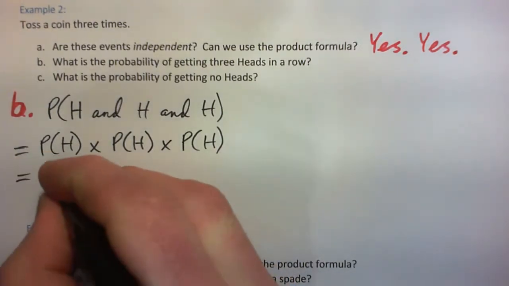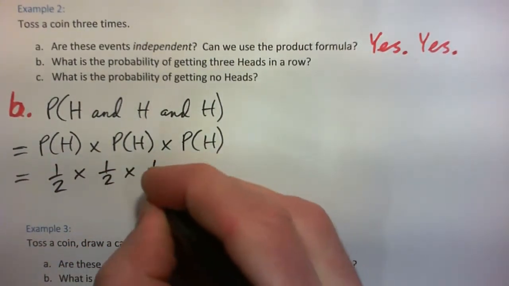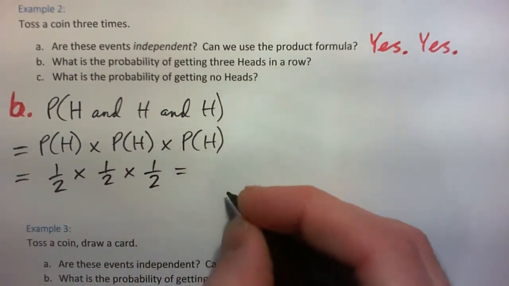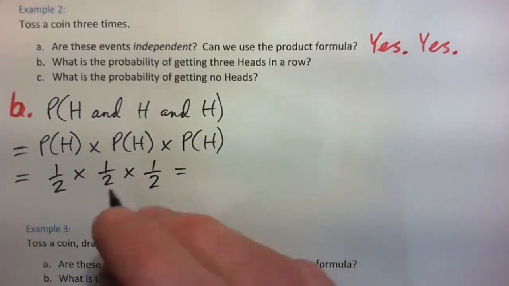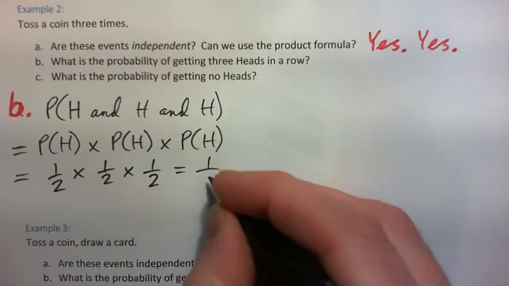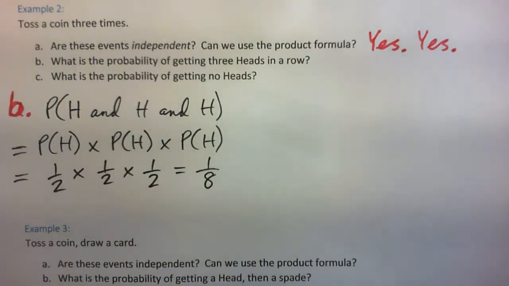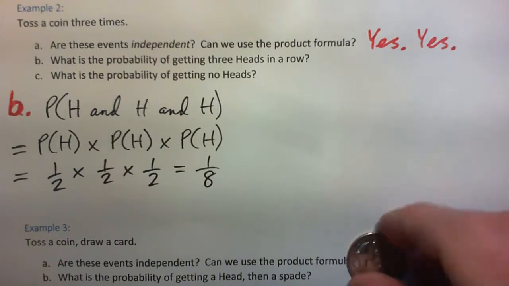Probability of head is 1/2, right? Times probability of head is 1/2, times probability of head is 1/2, right? And so we get 1/2 times 1/2 times 1/2. Multiply the tops, 1, multiply the bottoms, 8. 1 over 8. So to get 3 heads in a row, the probability is 1 over 8, okay?